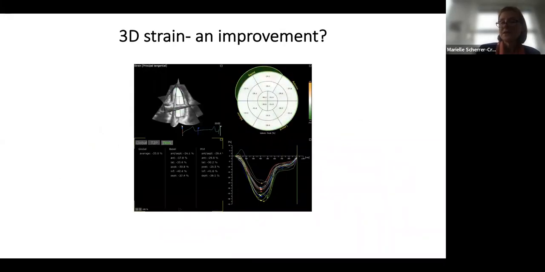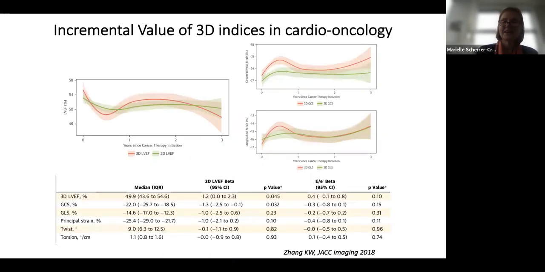So is 3D strain an improvement? I have to say that it's difficult enough to have consensus on the 2D strain, so this might be a bit premature. Bonnie Key at UPenn has done a lot of work. She's the director of the cardio-oncology at UPenn, and she's done a lot of work on echo and in breast cancer women in particular. And that was one of the works where she showed that the 3D variables changed differently in this cohort than the 2D variables.